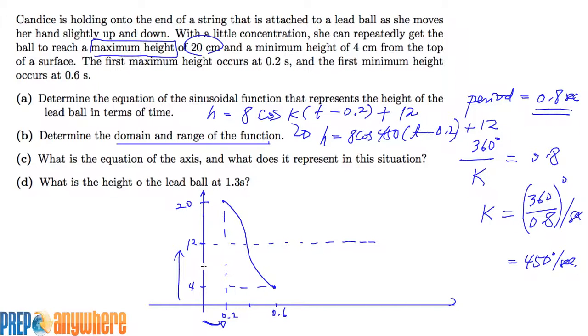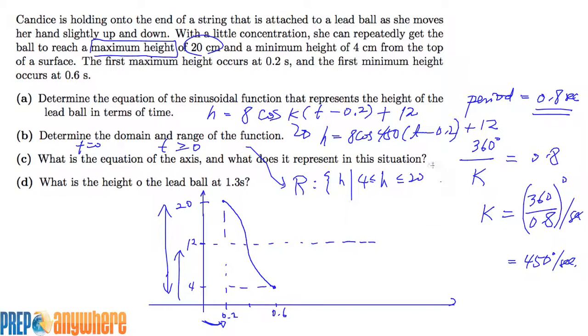Okay, determine the domain and range of the function. Domain is referring to the time, right? We're assuming we start at time equals 0, and we go as long as we want, right? She can do this as long as she wants. So we say the domain is t is greater than or equal to 0, and the range is referring to the height that this ball can take on. The range is h, this is the formal way of writing it, such that h is between 4 and 20. Okay, that's the range.